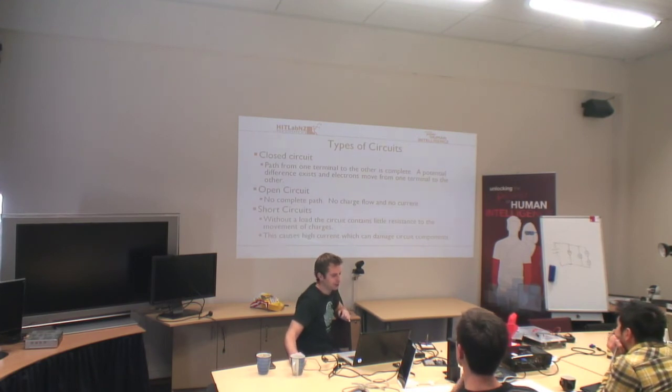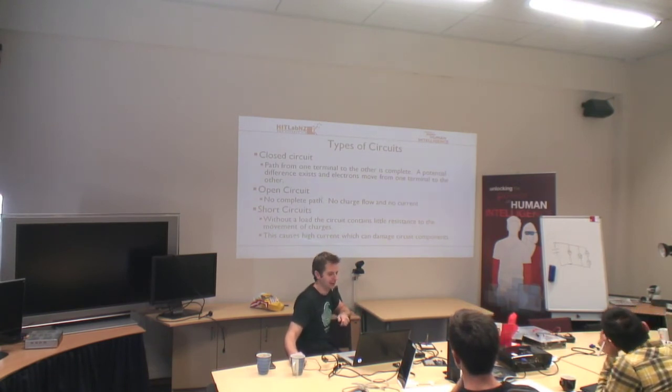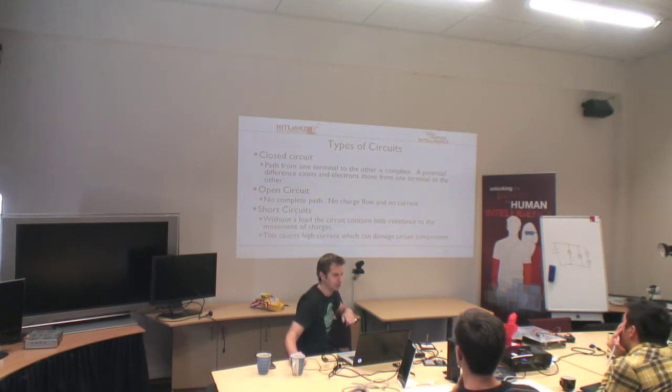So we have a closed circuit, which is where the whole thing's connected, potential difference exists and electrons flow. An open circuit, where you have a break in the circuit and nothing happens. And a short circuit, which I accidentally did with that Arduino before when I touched the 5-volt wire to the ground wire, and it actually caused the Arduino to reboot, which is not something you want to do. So try and avoid doing that if possible.